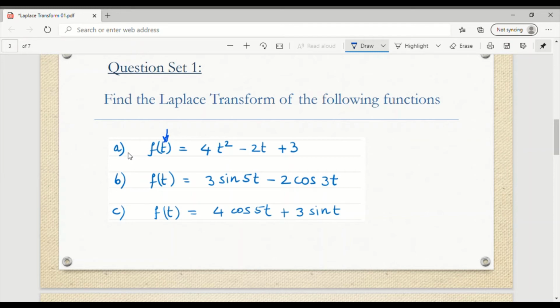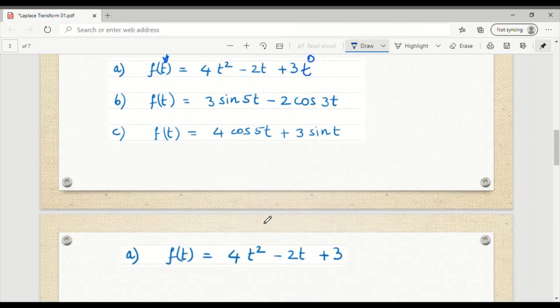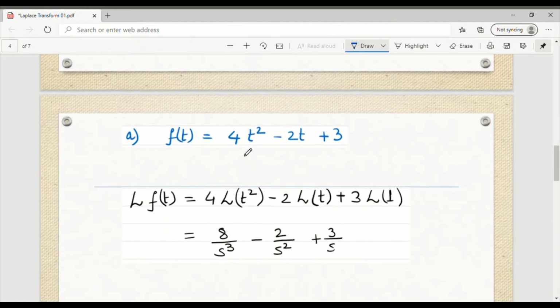Where is my t here? So you can say that t to the power 0 is there, like how we had discussed just now. Fine. Now how are we going to solve this one? Just apply the formula here and then you are done. That's a straightforward application of formula.